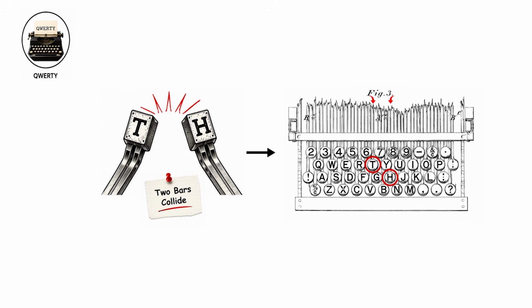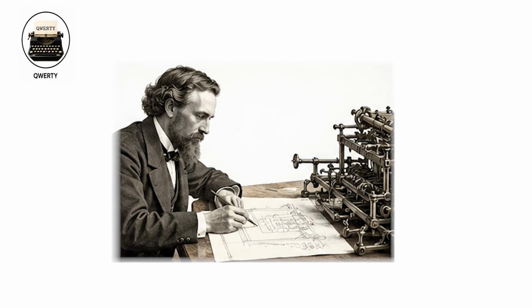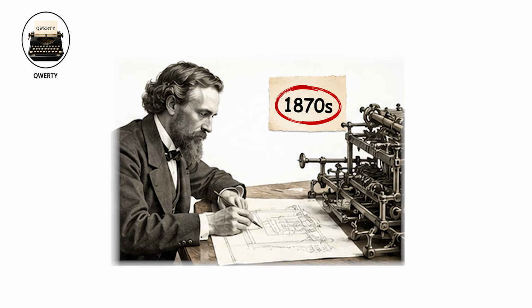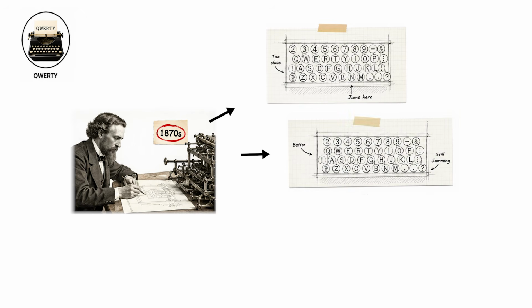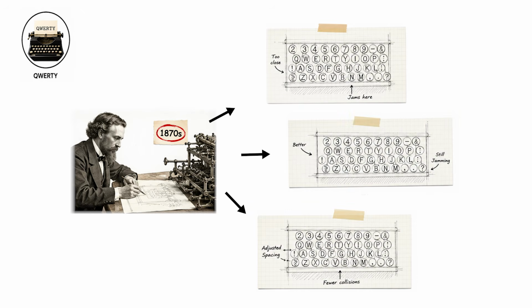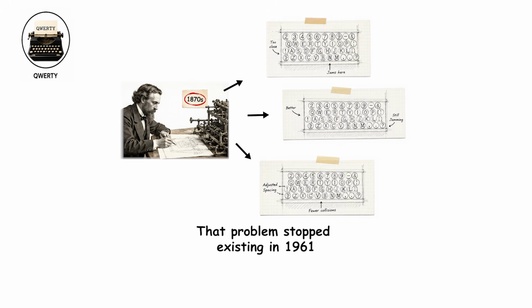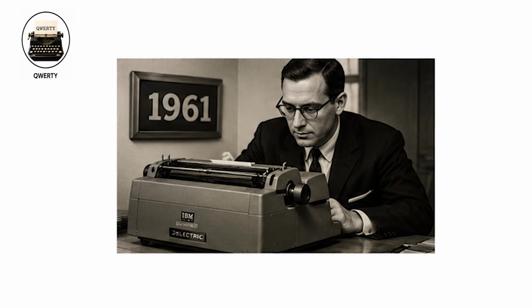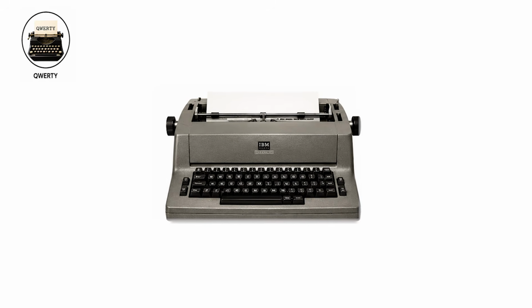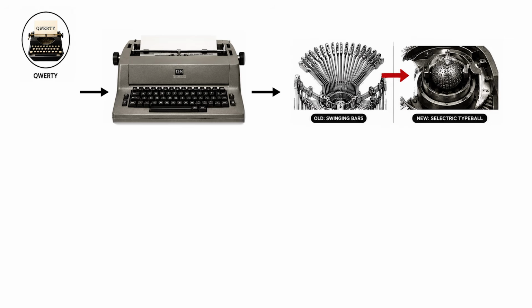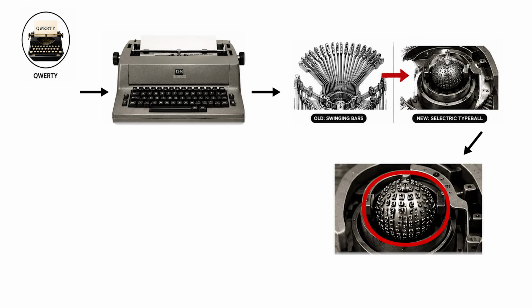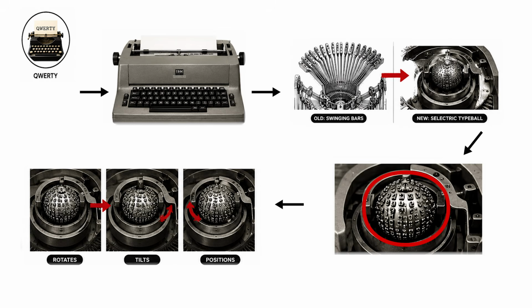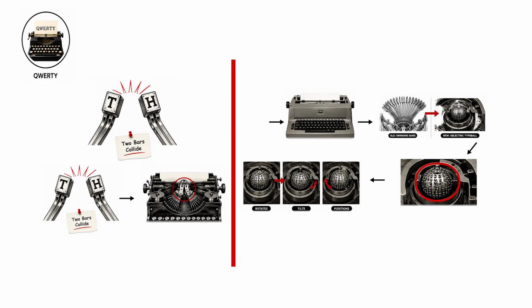This wasn't a single clean decision made in an afternoon. Sholes iterated on the arrangement repeatedly through the early 1870s, adjusting it based on which combinations kept causing problems in testing. That problem stopped existing in 1961. IBM's Selectric typewriter replaced the swinging bars entirely with a single rotating type ball, one small sphere covered in every character, which rotated and tilted to the correct position before striking the ribbon once. There were no individual bars left to collide, nothing left to jam.